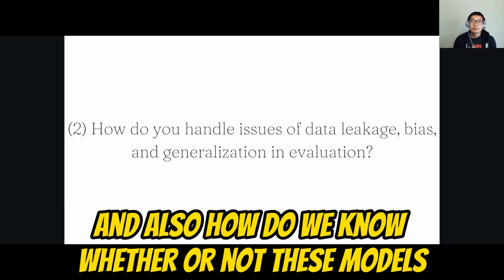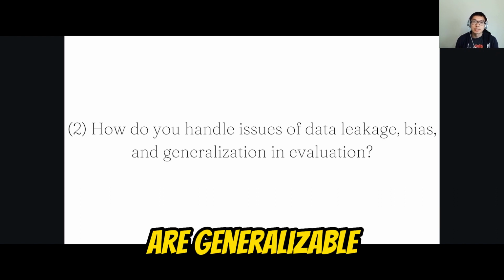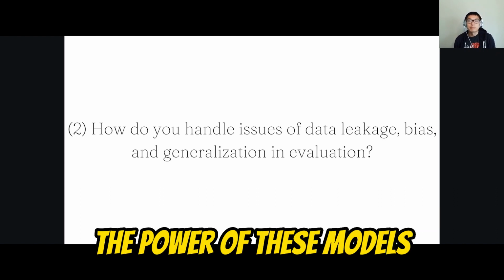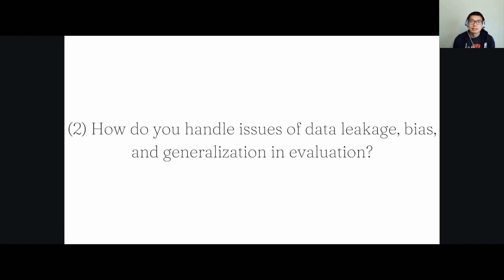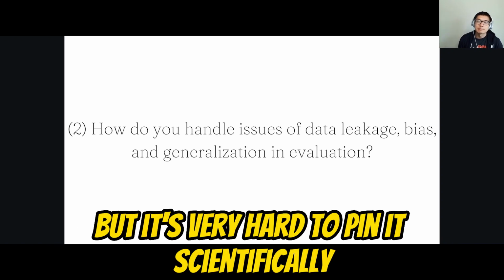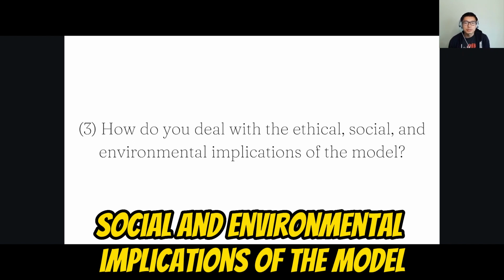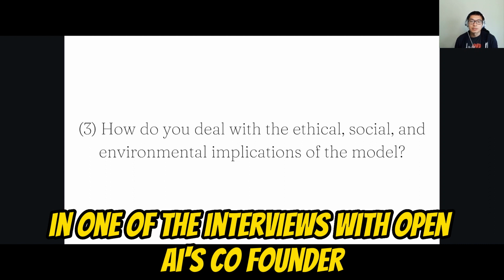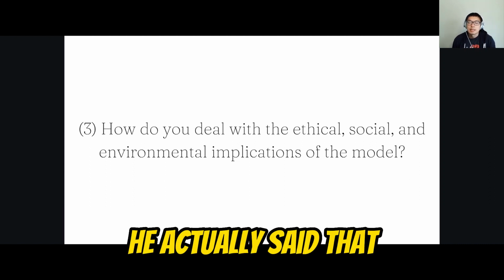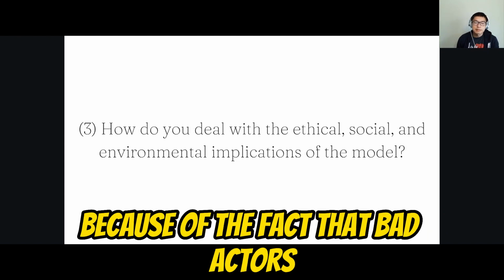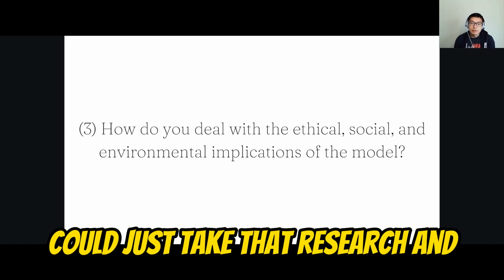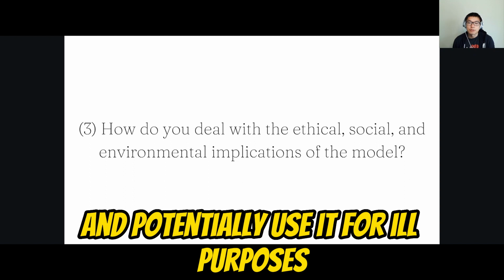And also, how do we know whether or not these models are generalizable? Anecdotally, we're experiencing the power of these models, and we're seeing them generalize across many different use cases, but it's very hard to pin it scientifically. And lastly, how do you actually deal with the ethical, social, and environmental implications of the model? In one of the interviews with OpenAI's co-founder Ilya Sutskever, he actually said that it was a mistake for OpenAI to open source their research before, because of the fact that bad actors could just take that research and potentially use it for ill purposes.